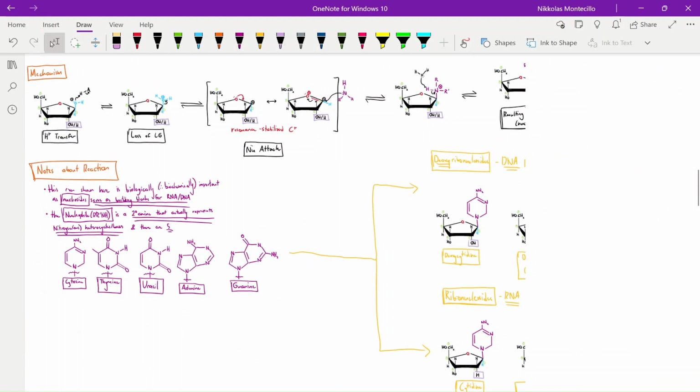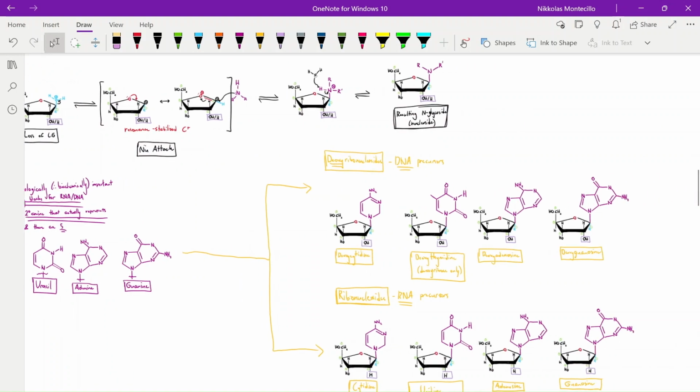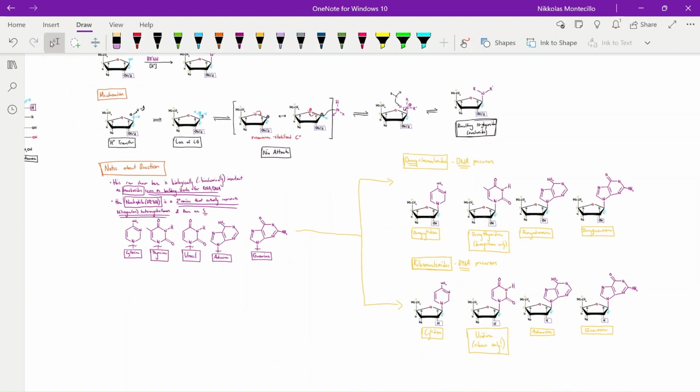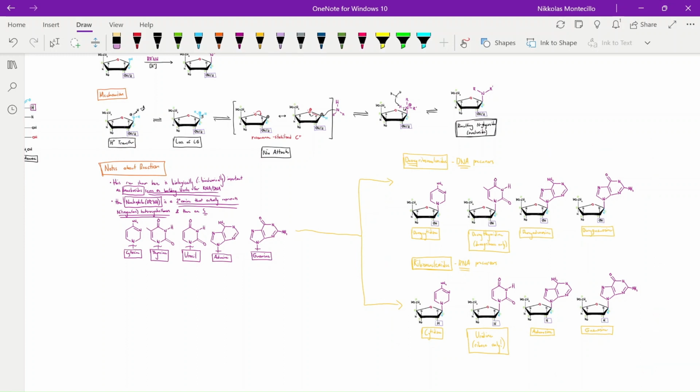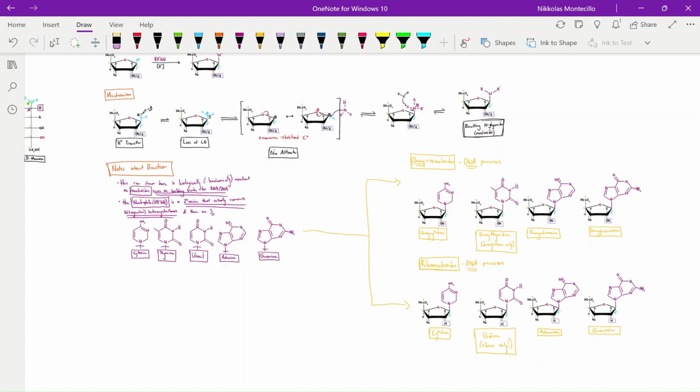Okay? So, just to summarize it all, we can see here that nitrogenous bases serve as the nucleophiles in N-glycoside formation, and these are the possible ribonucleosides or N-glycosides that can form. Okay.